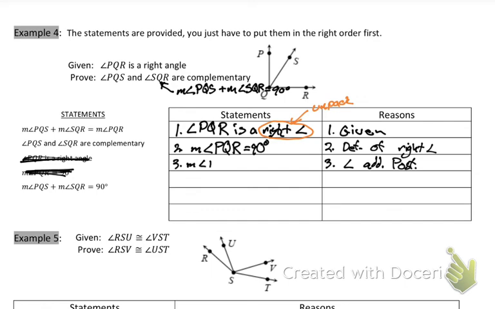So I have the measure of angle PQS plus the measure of angle SQR equals, not 90 degrees, I'm sorry, the measure of angle PQR. I jumped a step. I can't jump a step like that. I've just done this proof so many times. Okay, I don't have them equaling 90 degrees yet.